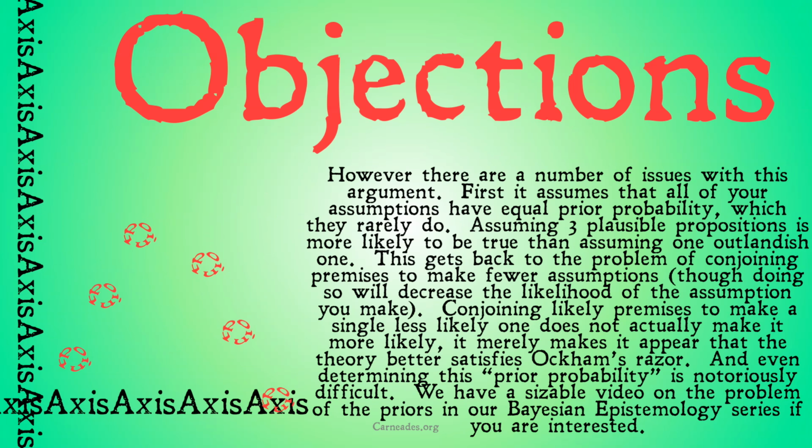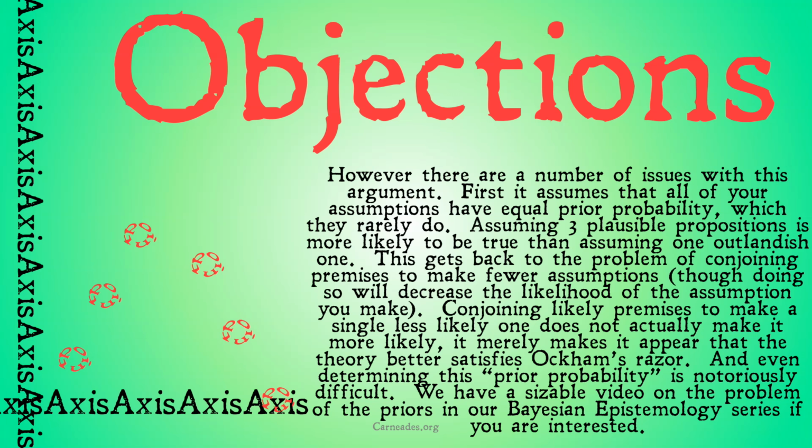Now, there are a number of issues with this argument. First, it assumes that all of your assumptions have equal prior probability, which they rarely do. Rarely are you taking the same set of 3 assumptions and then adding to those a single other assumption that is slightly less than 1 likely. Assuming 3 plausible propositions is more likely to be true than assuming one very outlandish one.